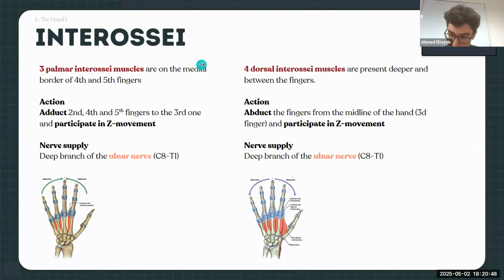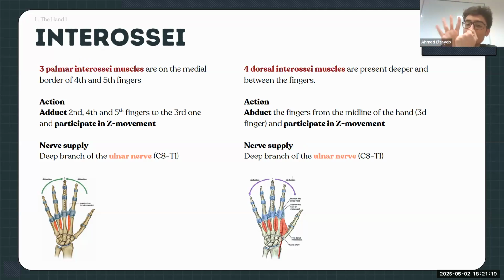Interossei. These muscles, we said, are responsible for your fingers' abduction and adduction across the axis of the middle finger. They're split into palmar and dorsal, so anterior and posterior. You have 3 palmar and 4 dorsal. The palmar does an action and the dorsal does an action. So palmar, it's right here, it's going to adduct. It's going to bring them close to each other.